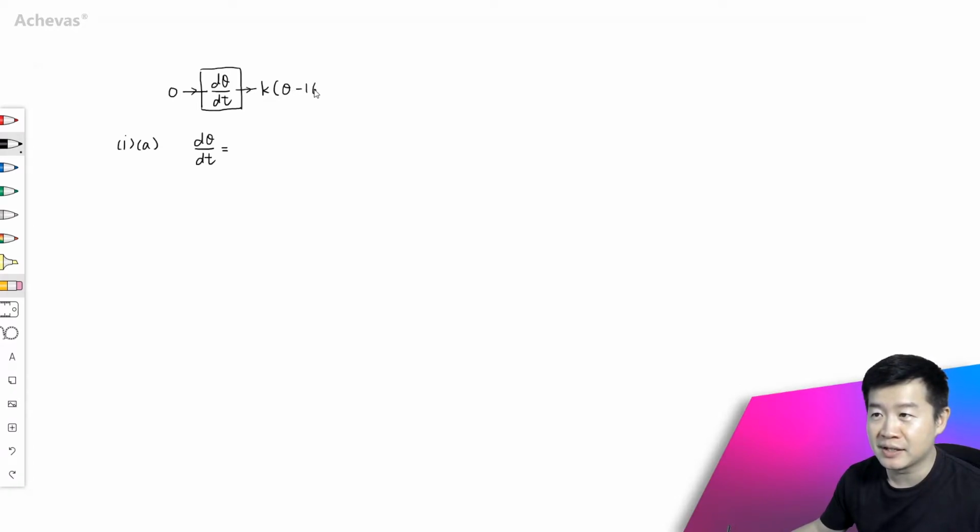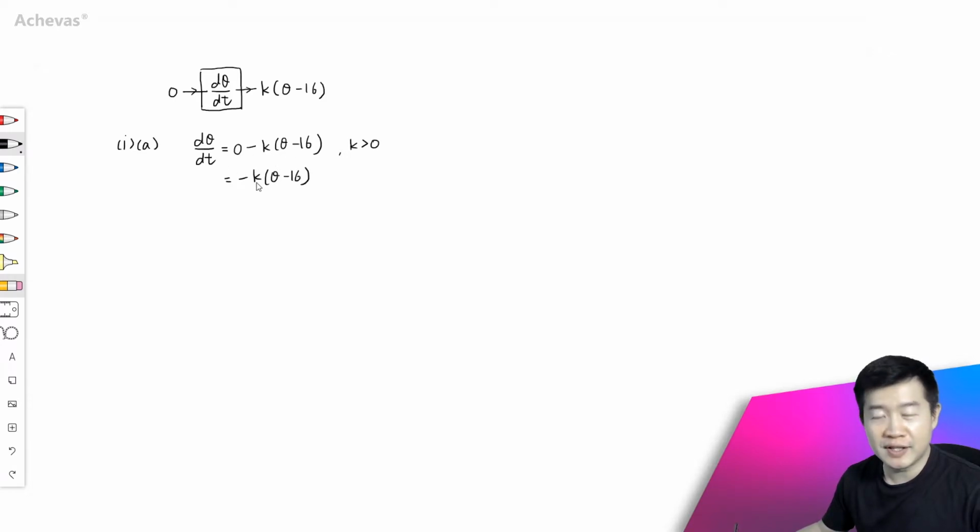So this minus 16. So d theta dt is going to be defined by rate of input, which is 0, minus away rate of output, which is k theta minus 16. And because we define the rate of output as negative ourselves, this k here, we will let it be a positive constant that we introduce into the system. So this is going to be minus k of theta minus 16.